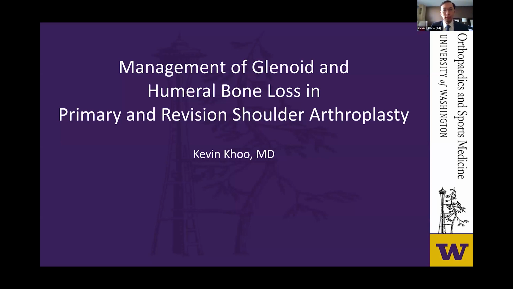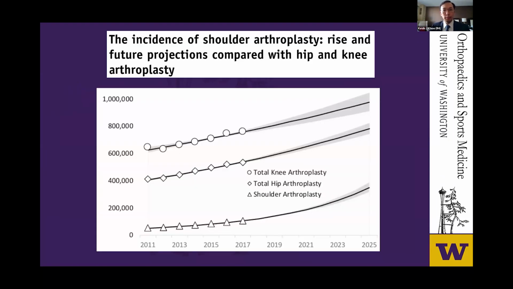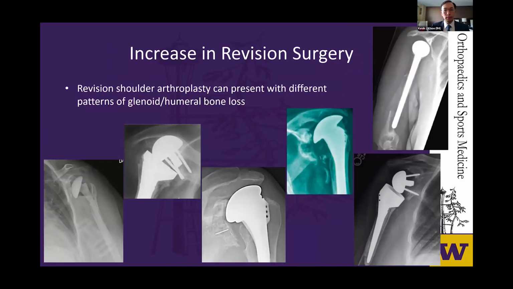Good morning, everyone. Shoulder arthroplasty is a well-established approach that has proven efficacy in treating pain and improving function for a host of pathologies. And as predicted in a previous study, the number of shoulder arthroplasties performed annually is rapidly increasing. And while shoulder arthroplasty frequently results in excellent outcomes, many pathologies can present with significant humeral and glenoid bone loss, complicating fixation of your implants.